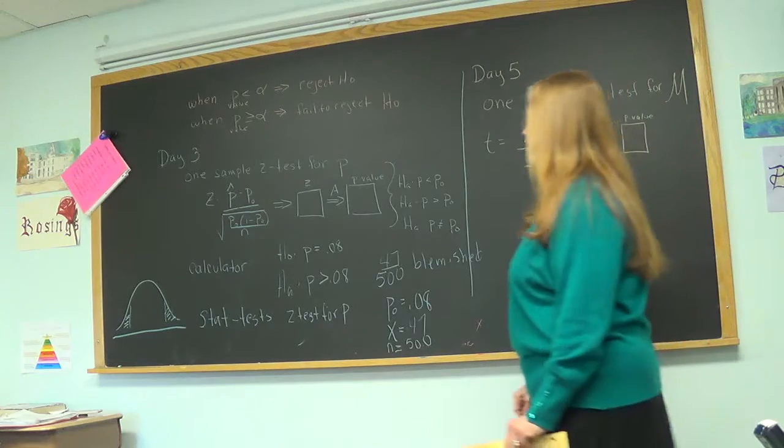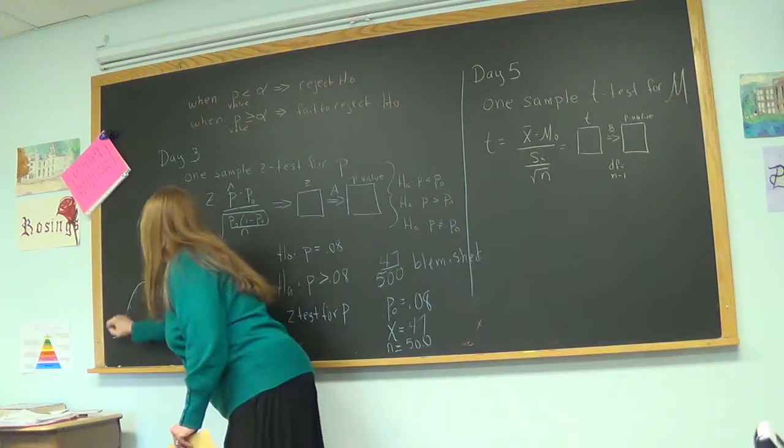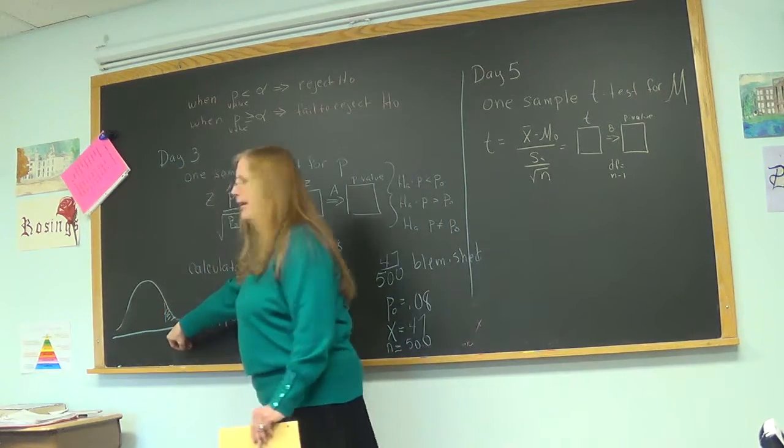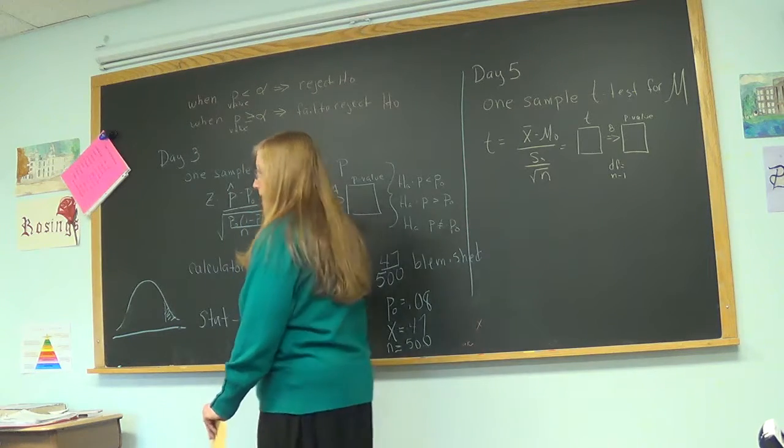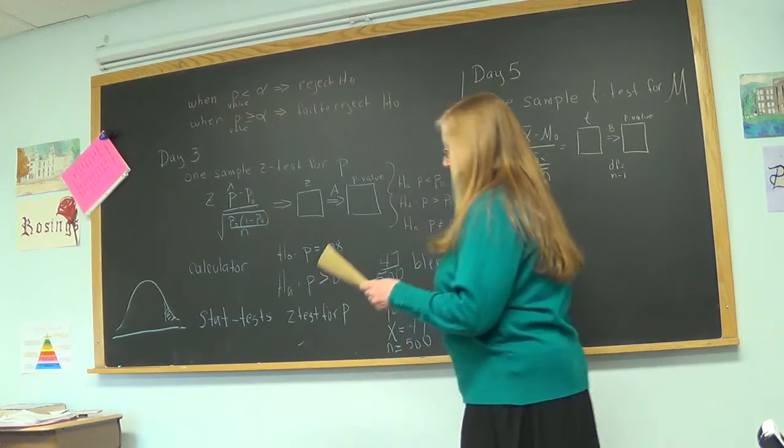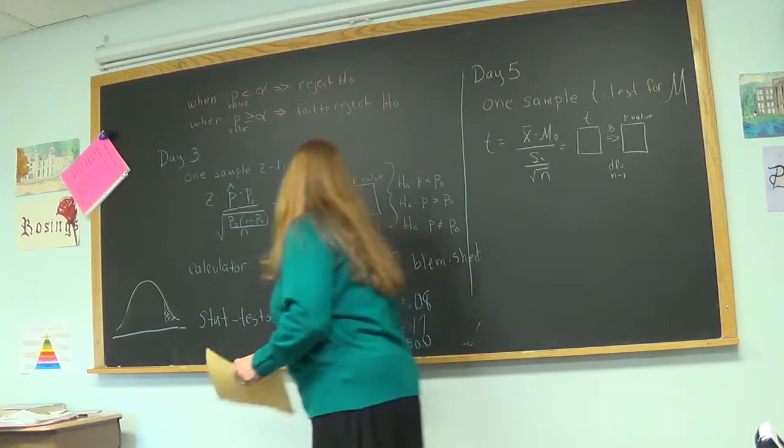So it should draw because it's greater than. So you should have a Calculate or Draw picture with the area drawn and shaded in on the right. And then it should give you a p-value.